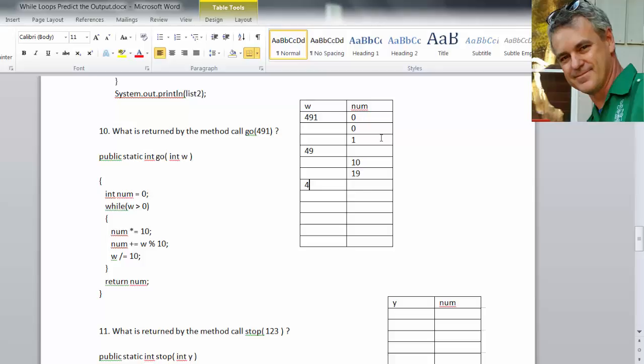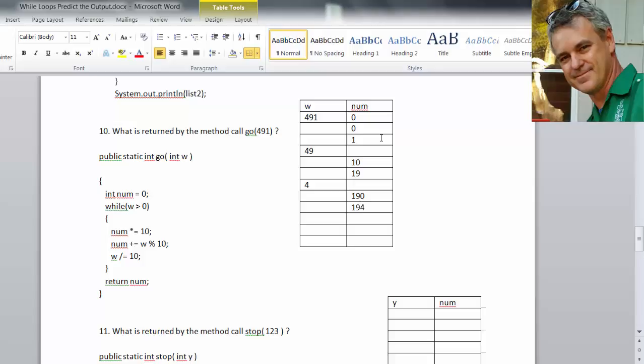Go to the top of the loop. Is 4 bigger than 0? Yes, it is. 4 is bigger than 0. We go into the loop again. We take num times equal 10. So 19 times 10 is 190. Gets stored into num. And then num plus equals W modulus 10. 4 modulus 10. Well, 10 goes into 4 0 times. Remainder of 4. That's 4. Add it to num, 194.